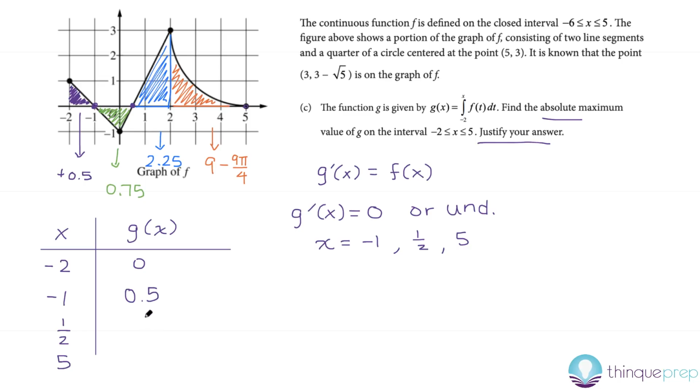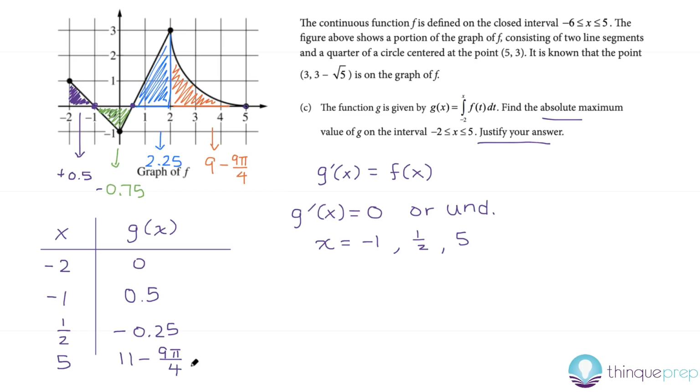And now we need to do the total accumulated area from negative 2 to 1/2. So that's positive 0.5. This is a negative 0.75. So we have a net negative. And then we have g of 5. I think we did g of 5 in part A, right? So if we add everything up, we should get your final answer is 11 minus 9 pi over 4.